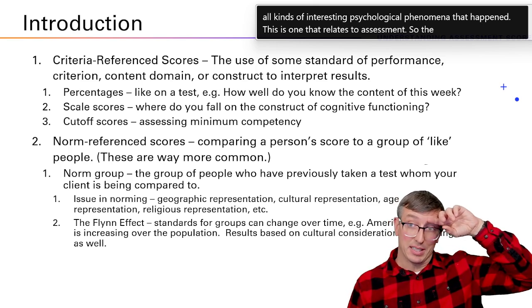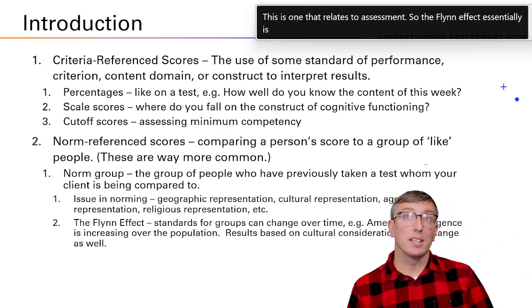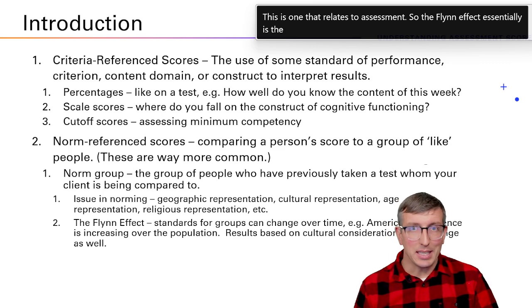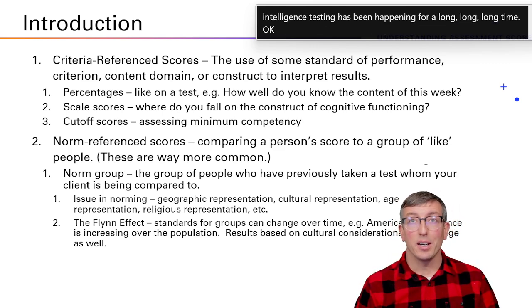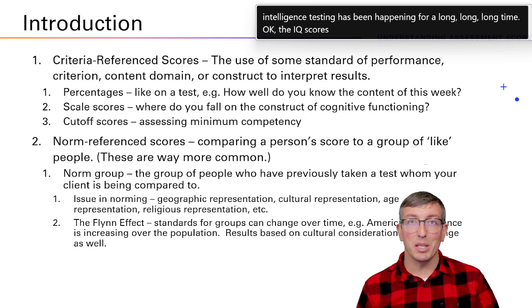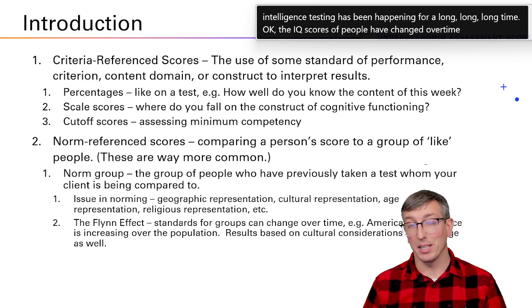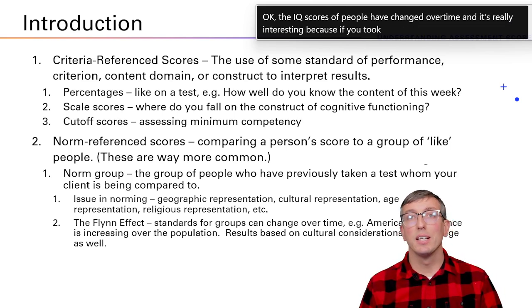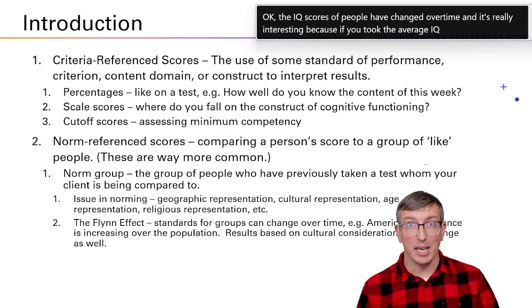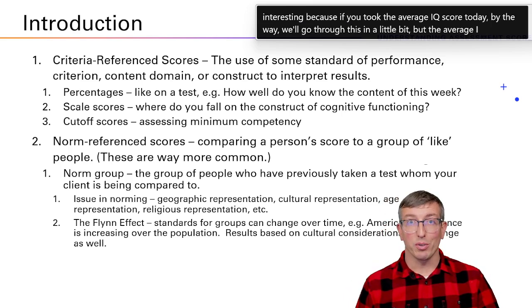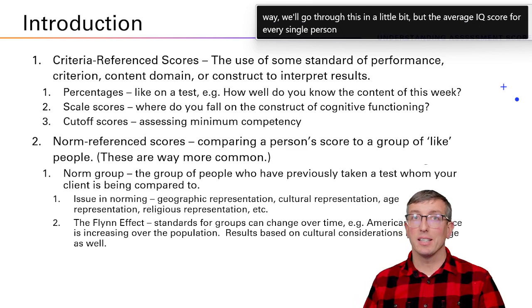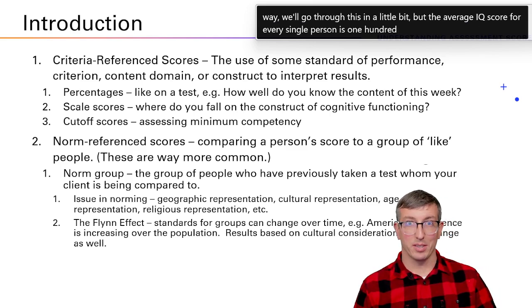So the Flynn effect essentially is that intelligence testing has been happening for a long, long, long time. Okay. The IQ scores of people have changed over time. And it's really interesting because if you took the average IQ score today, by the way, we'll go through this in a little bit, the average IQ score for every single person is 100.